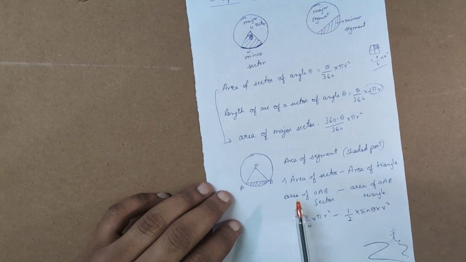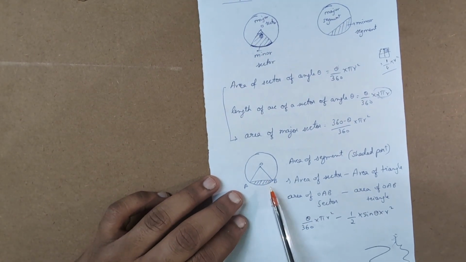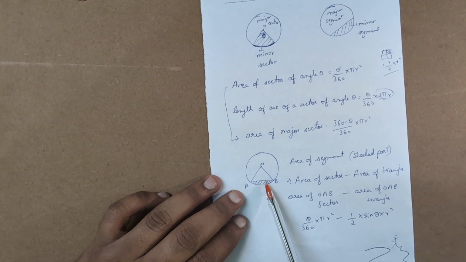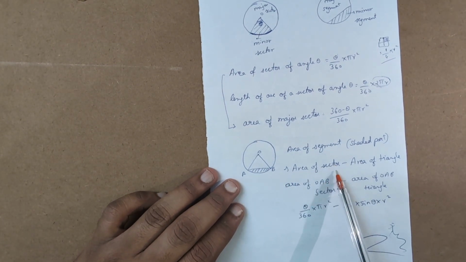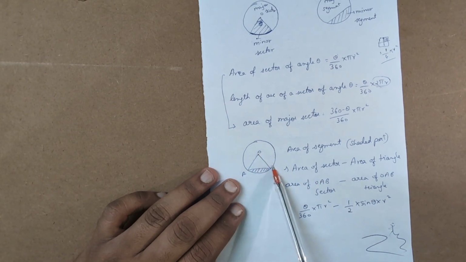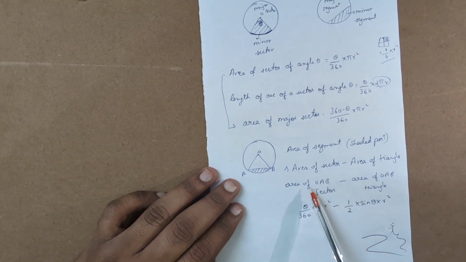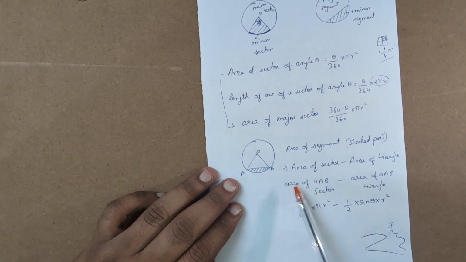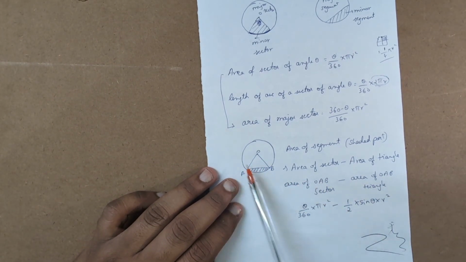Okay, so let's go with area of segments. Consider this is a circle, this is a sector, and this is a segment here. The area of the segment can be found by the area of this sector minus the area of this triangle. We'll get this shaded portion. So area of segment equals area of sector OAB minus area of triangle OAB.